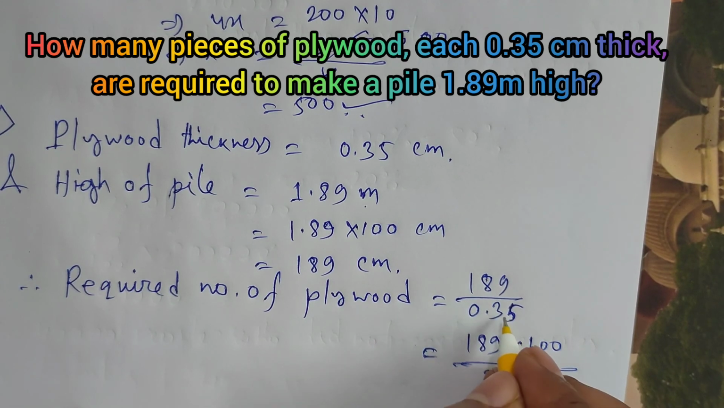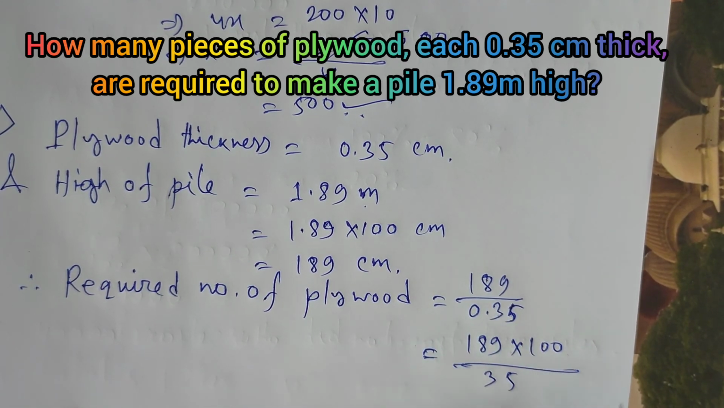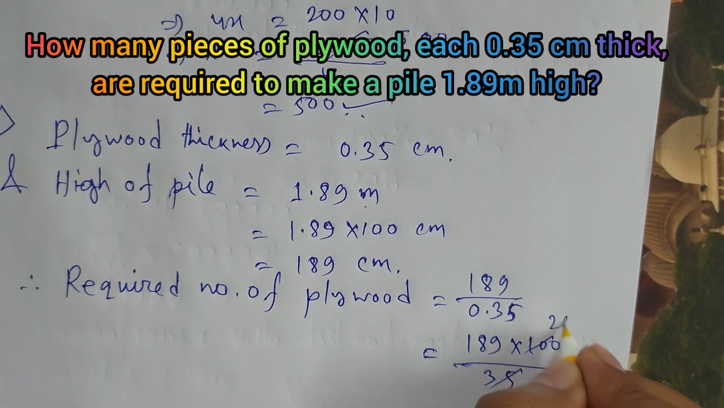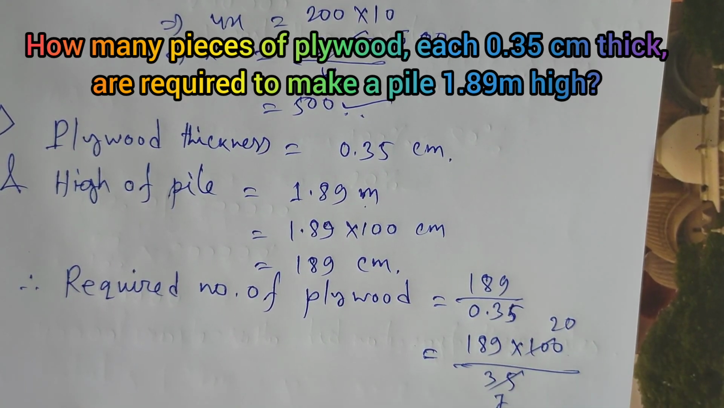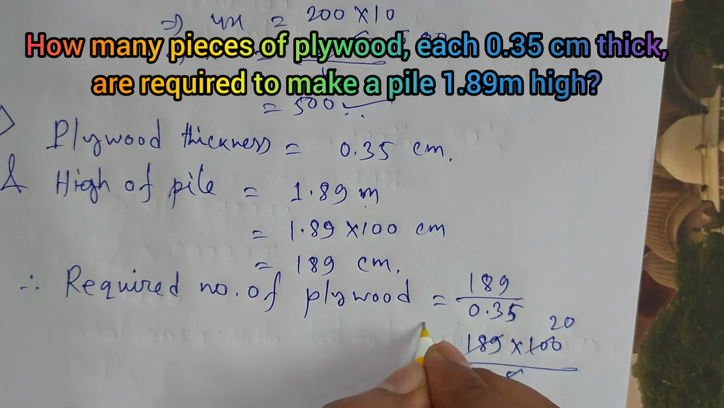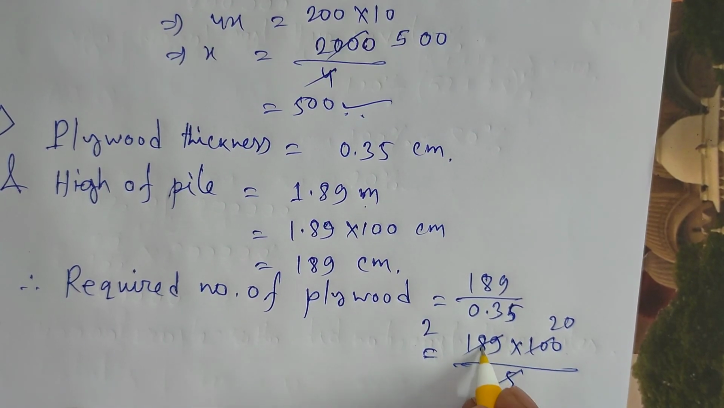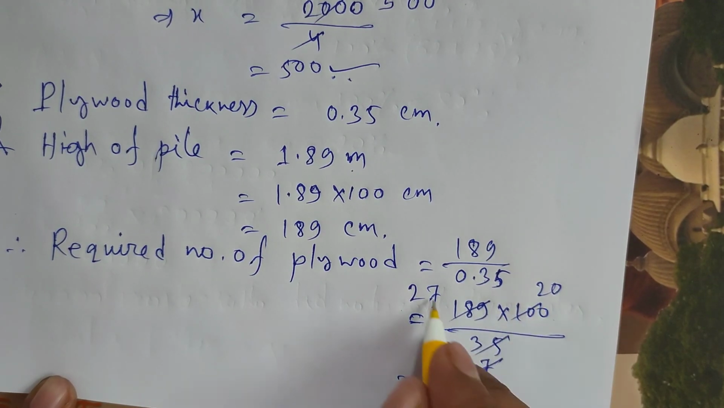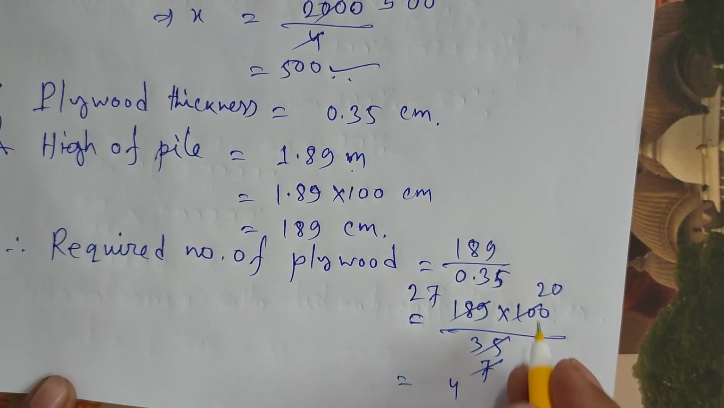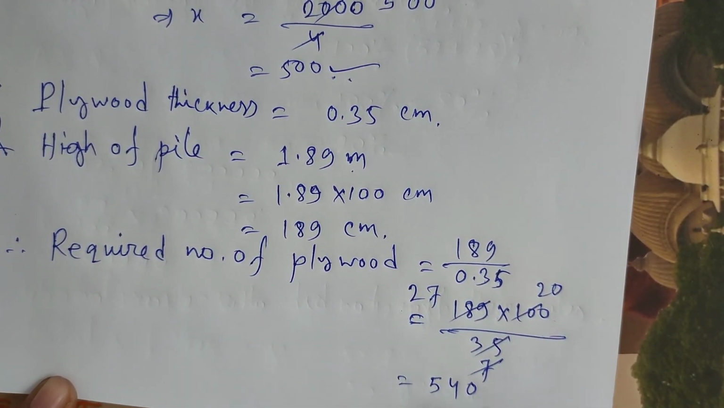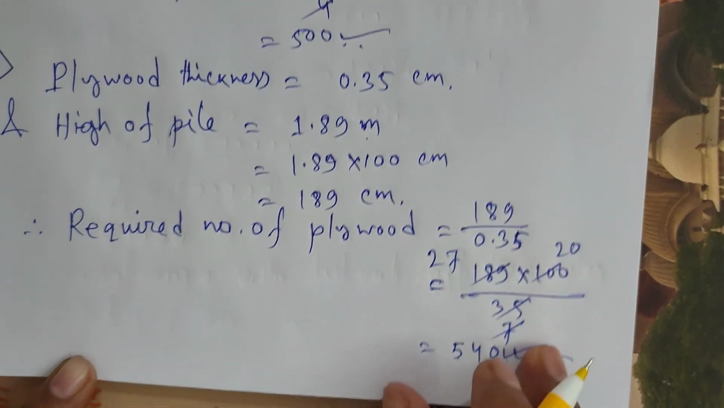After point there are 2 digits, so 2 zeros will be here. 5 7s are 35 and it will be 25 to the 10 and 27. 7 to the 14, 4 and 9, 49. 7 7s are 49. So it will be 7 to the 14, 4 carry 1, 2 to the 4 plus 1, 5 and 0. So required number of plywood equal to 540. This is the answer of this question.